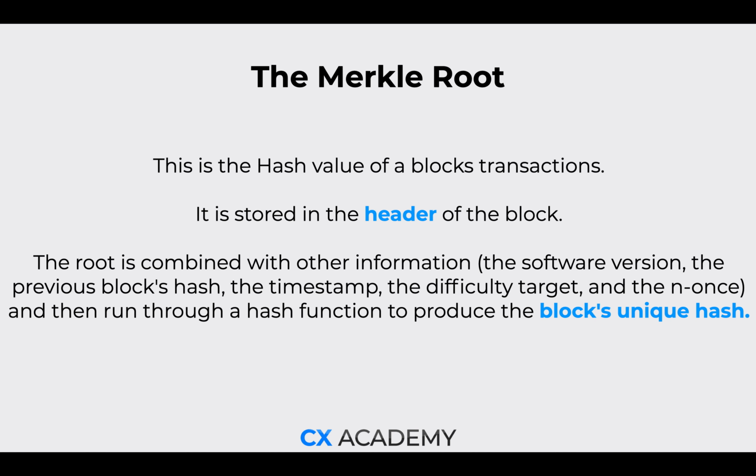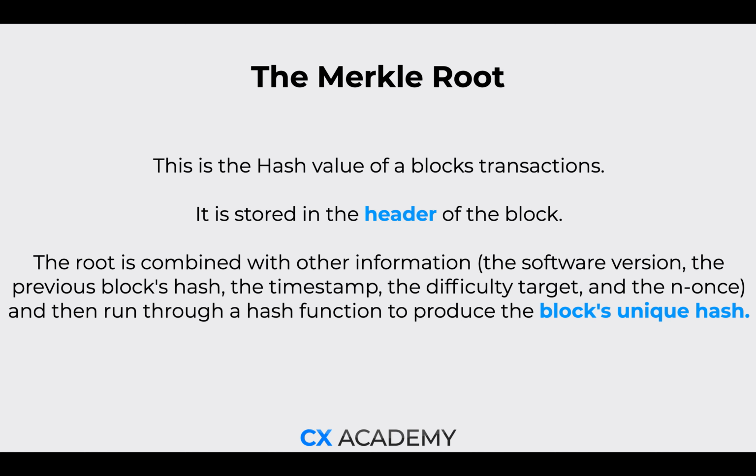So then the Merkle root itself, this is the hash value of a block's transactions, all of them. It's stored in the header of the block. Okay, so the root is combined with other information, such as the software version, the previous block's hash, timestamps, difficulty target, and the number used once, and then run through a hash function to produce the block's unique hash. Okay?